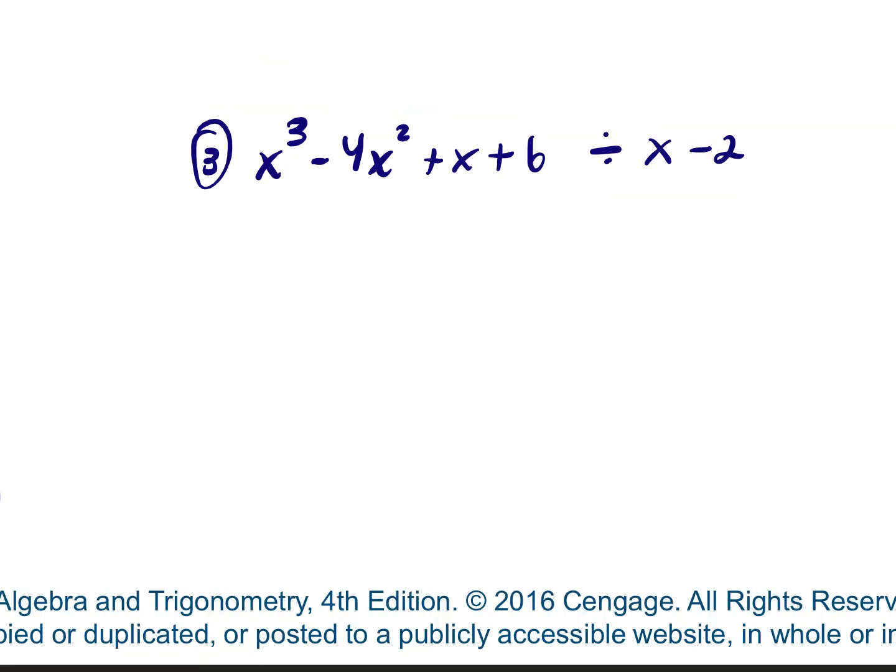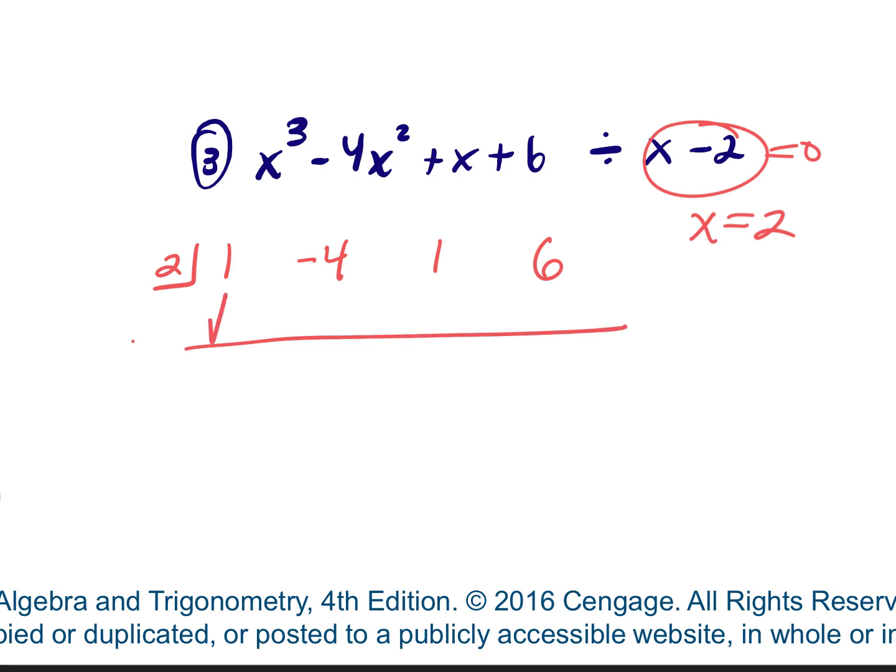What do I do? Tell me. Set x minus 2 equal to 0. So x equals what? 2. So over here, I'm going to put 2 in the corner. What are my coefficients? Coefficient of x cubed is 1. Coefficient of x squared? Negative 4. Coefficient of x? 1. And my constant is 6. So think about this. If I start off with x cubed in my problem, what should my answer start off with? X squared. Good. Always one less.